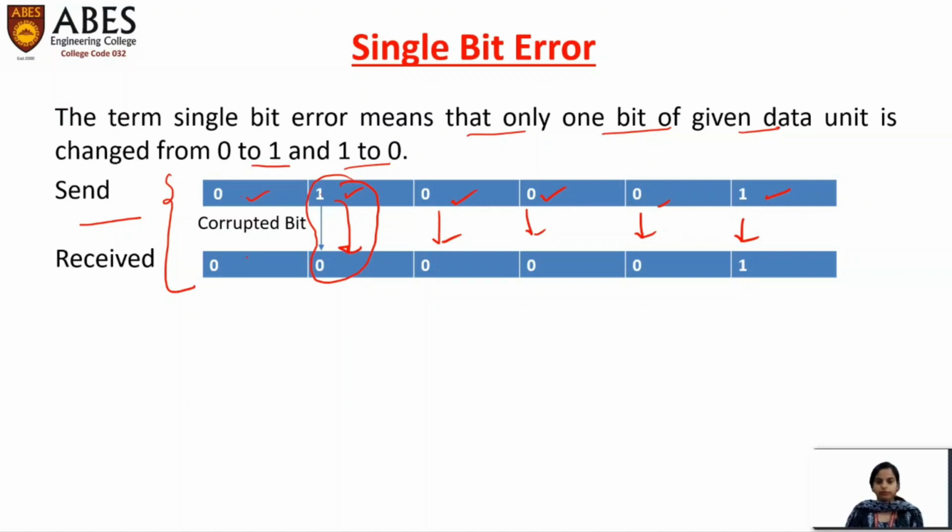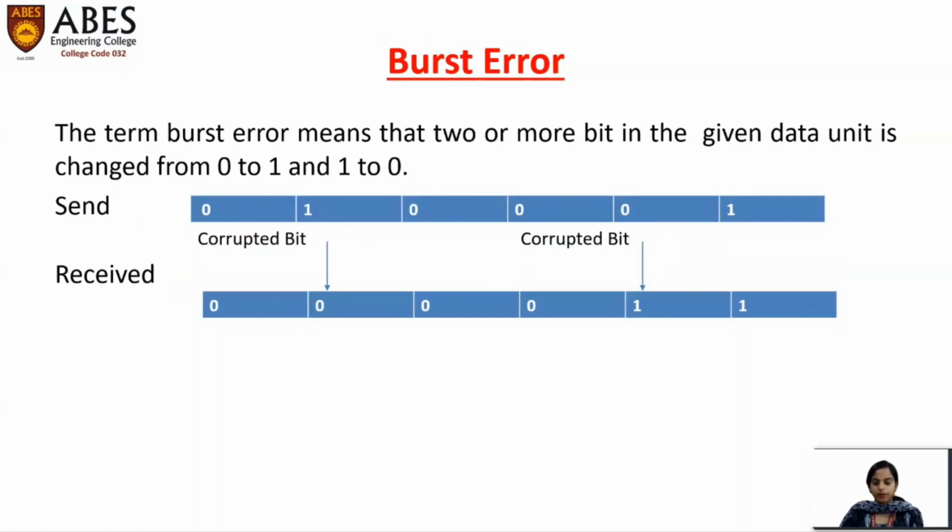Now moving forward, what is burst error? Burst error means that when you are transferring data and it reaches the receiver side, 2 or more bits in the given data unit are changed. As you can see in this example, this 1 becomes 0 and the 0 becomes 1, and the rest of the bits are the same. So you can see that 2 bits are changed. This type of error is known as burst error. Now the question arises: which error has the higher chance of occurring?